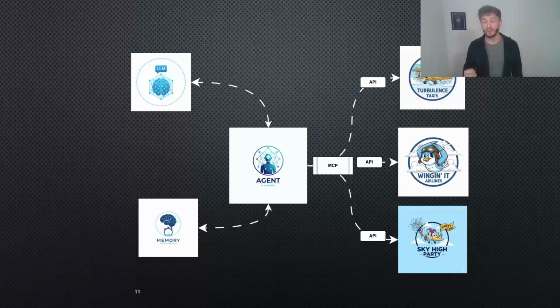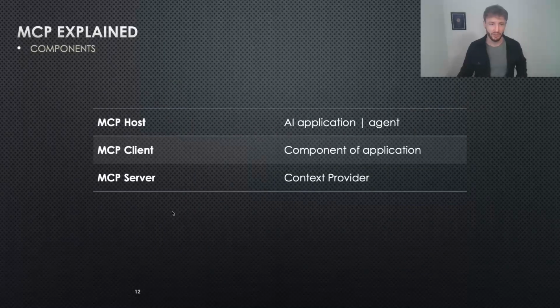At this point, you may ask yourself, what is MCP and what is this dude talking about? So let's have a look into the MCP protocol. MCP has three components. The MCP host, which is basically your AI agent software or your application, and the MCP client, which is a part of your AI agent software. And this one will establish the connection and keep it alive. And you have, of course, the server, which will provide the context.